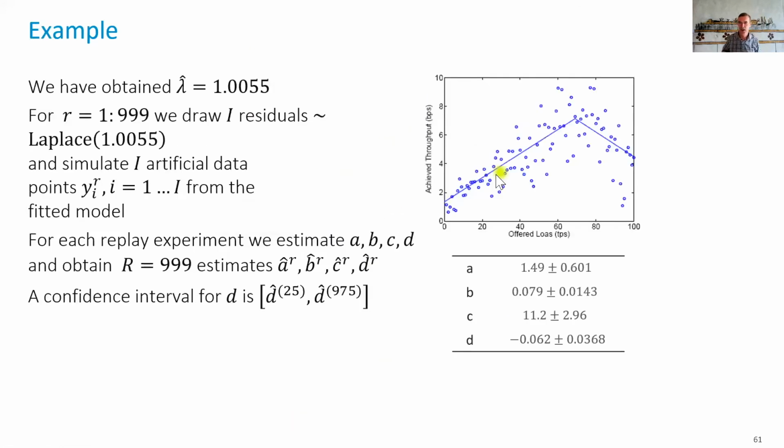So for the example that is here, I found lambda hat is this value here. So I draw capital I residuals from the Laplace distribution. I simulated capital I artificial data points. So I did 999 simulations of the blue cloud, and I looked at the estimates that I had for A, B, C, D. And then I took the 25th and 95th, and this gave me this confidence interval for D, which is the parameter of interest, which is the rate of collapse here of my system. So this is one method.